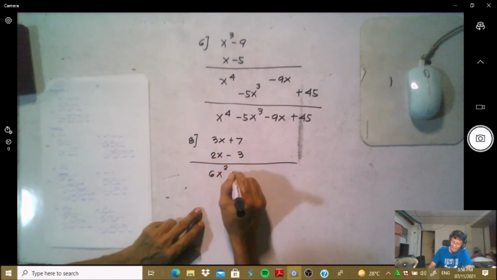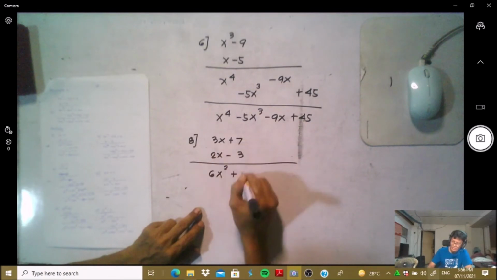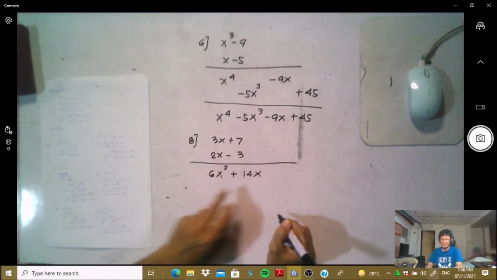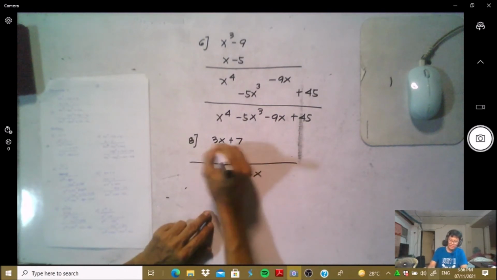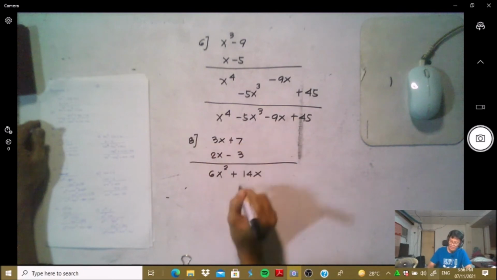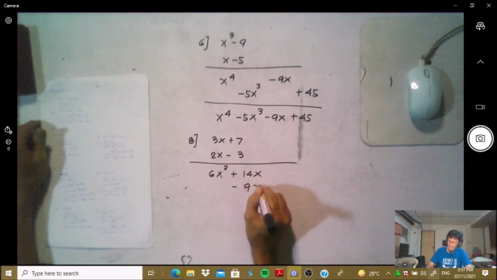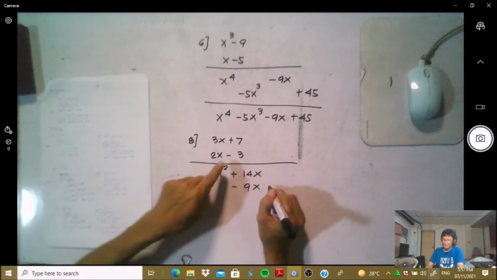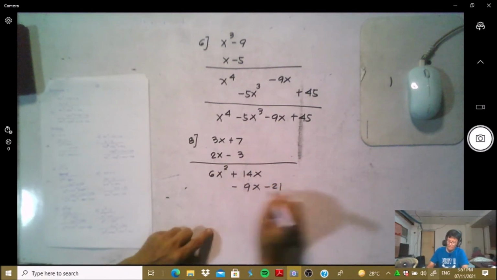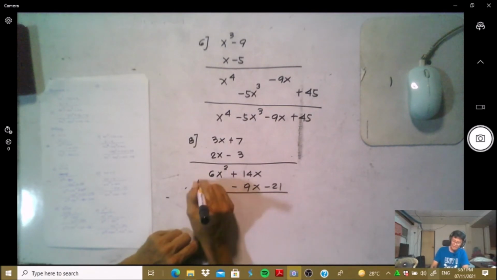Then we have plus 7 times 2 is equal to 14x. Okay? Then next is negative 3 to be multiplied to 3x plus 7. So we have negative 3 times 3 is equal to negative 9x. Then negative 3 times positive 7 is negative 21. Okay, we can now combine.